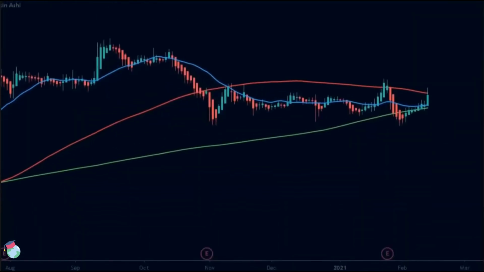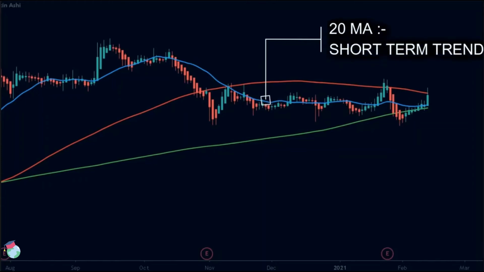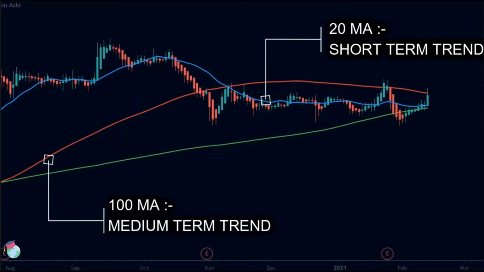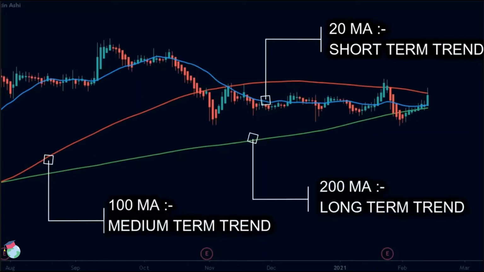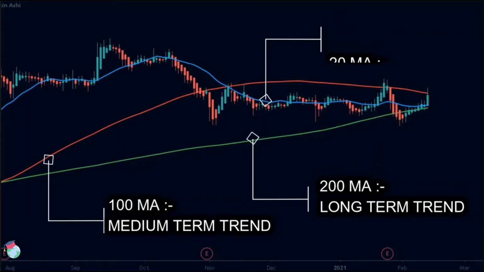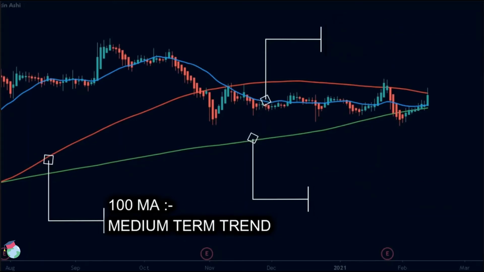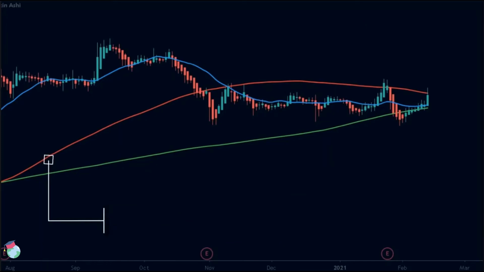For instance, a 20 or 50-period moving average will give us the short-term trend, a 100-period moving average will give us the medium-term trend, and a 200-period moving average the long-term trend. For a long-term investor, the 200-period moving average will be suitable, while for a day trader, the 20-period moving average will be suitable. The strategy discussed in this video will work on any moving average. But for the sake of this video, we will use a 100-period moving average.